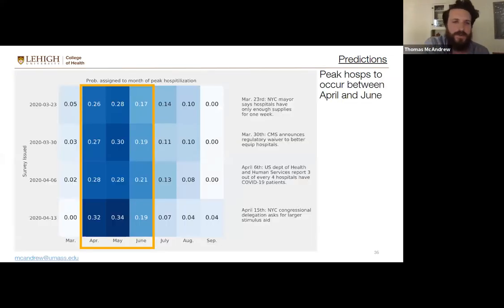Some major results right off the bat. On the horizontal axis here, you have each of the different months, March through September. On the vertical left, there are 4 surveys where we asked this question. On the vertical right, again, contextual information about public health policy and social media at the time. In blue are the probabilities experts assigned. You see that April, May, and June is predominantly the forecast where experts think hospitalizations will peak. This is when they think it'll peak. Next slide, please.